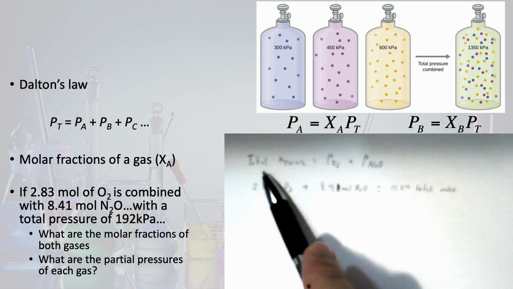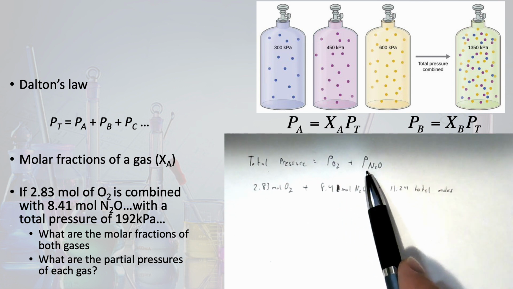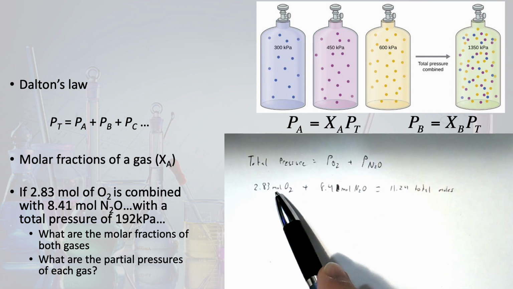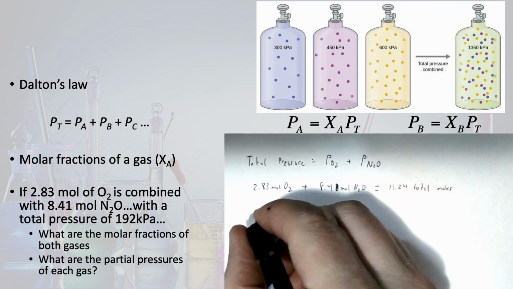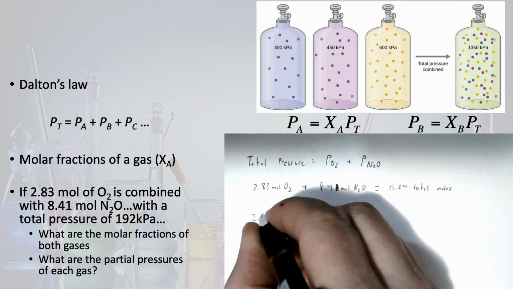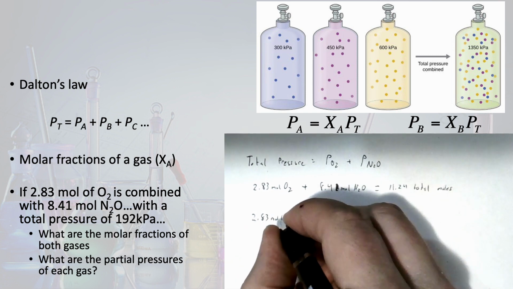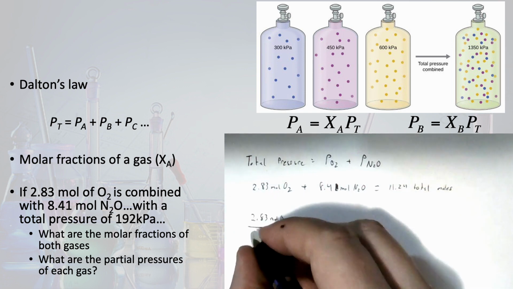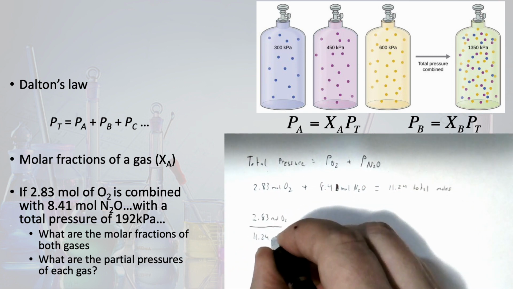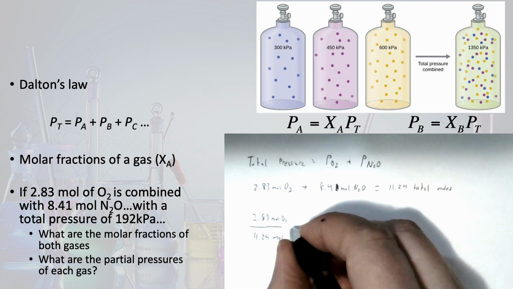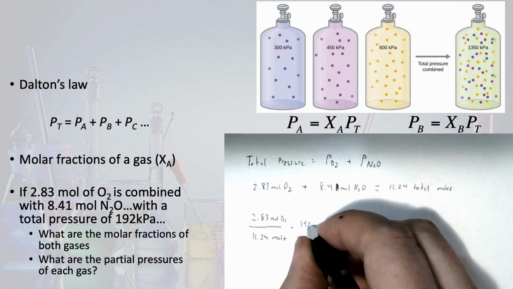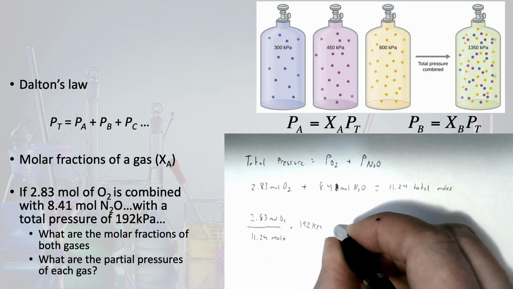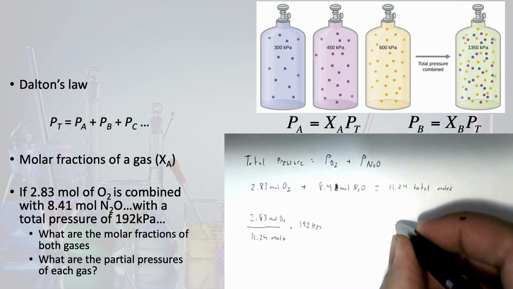So first thing we need to do is determine the total pressure, which will allow us to calculate the molar fractions of each of our gases. So we do this simply by adding up our moles. So 2.83 plus 8.41 will equal 11.24 total moles. Excuse me, we're calculating total moles here, not total pressure. So to find the molar fraction of oxygen, we just simply divide 2.83 moles of oxygen by the total number of moles of gas present, right? And that's going to be 2.83 divided by 11.24.